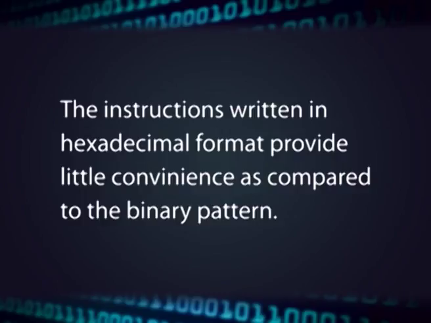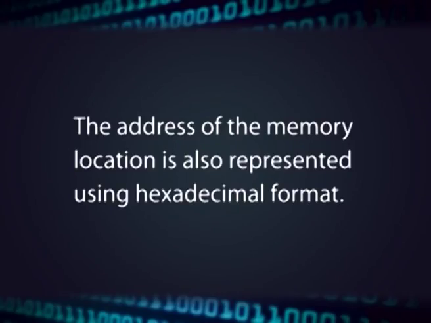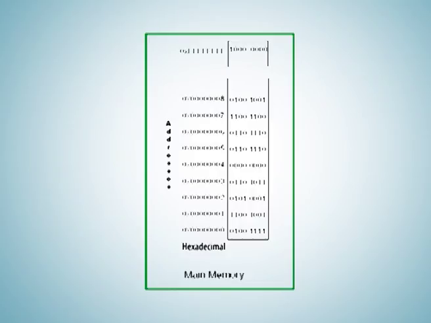The instructions written in the hexadecimal format provide little convenience as compared to the binary pattern, but it is still difficult to understand and write programs in hexadecimal format. The microprocessor kits used for writing machine language programs provide a facility so that the instructions and data are represented in hexadecimal format and stored in desired memory location through the available keyboard on the microprocessor kit. The address of the memory location is also represented using hexadecimal format. The handling of hexadecimal numbers used for representing instruction, address and data makes programming difficult to develop, understand and maintain. The software so developed is prone to errors.